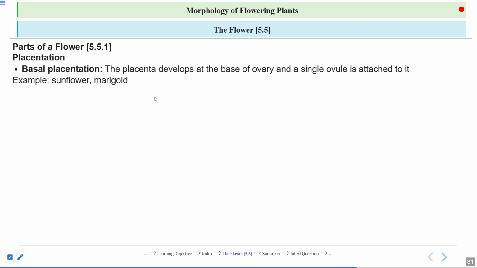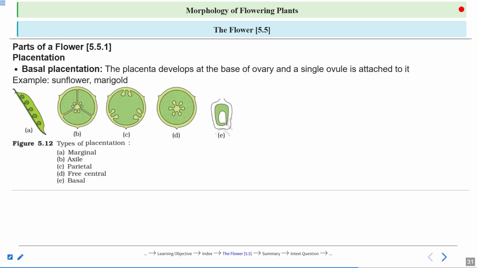Sunflower and marigold, only one ovary is there. Only one ovule is there, a single ovule in each ovary. So this is the basal placentation, in sunflower and marigold.